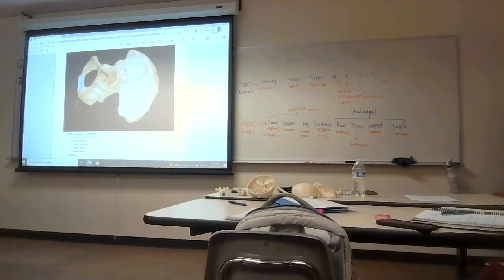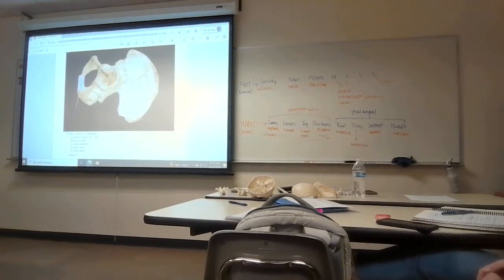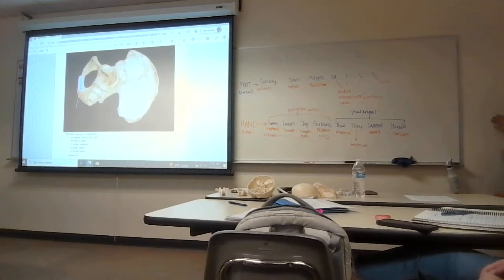Okay, this is the ischial ramus. The ramus is kind of like the arm, the in-between area where you don't actually do anything. It's just a connection or the protrusion.